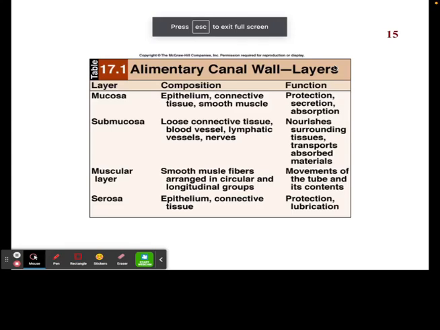In this video, we are going to discuss the digestive system's histology. If you remember, histology is the study of the cells that make up the digestive system, as well as the tissues. So cells and tissues. With that said, when we're looking at the alimentary canal, it's essentially a tube.